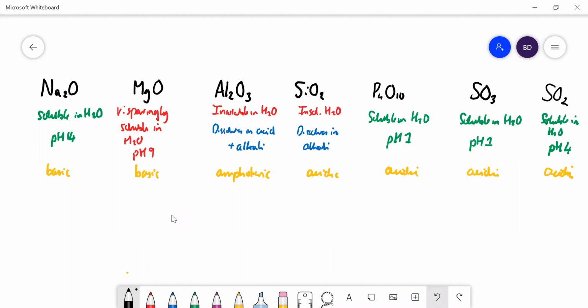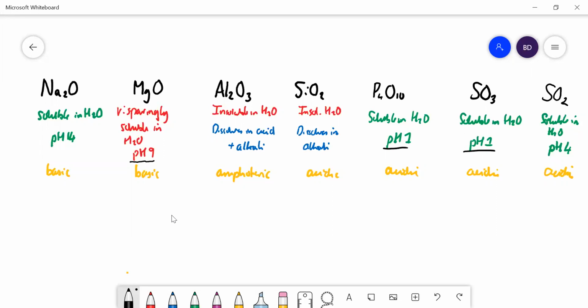Let's also see the ones that are soluble in water, which I've done in green. So sodium oxide, phosphorus oxide, P4O10, SO3 and SO2, they're all soluble in water, and they'll give you different pHs. Sodium will give pH 14, the others will give pH 1, and SO2 gives a weak acid, so maybe pH 3 or 4. With magnesium oxide, a very, very tiny bit of it dissolves, just enough to make the hydroxide ion concentration a bit higher, and pH 9.